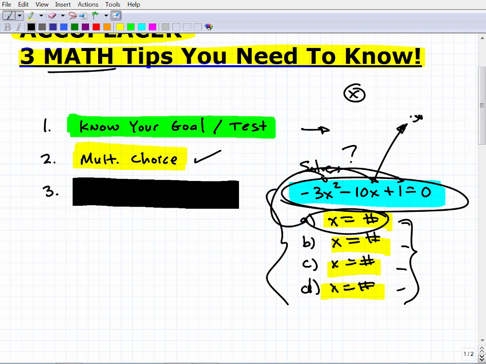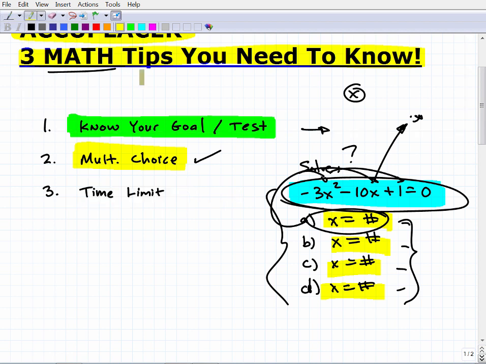Okay, so let's bring us to our last point, and this is really important as well: time limit. As far as I know, there is no time limit on the Accuplacer exams. Now, of course, maybe your particular school might do it differently, but in general, there is no time limit. So basically, you're done when you're done. Of course, there's always kind of a time limit. You may only have X amount of minutes or hours to do the exam.